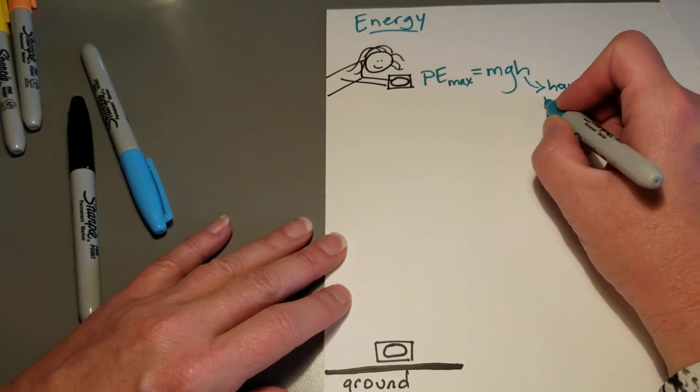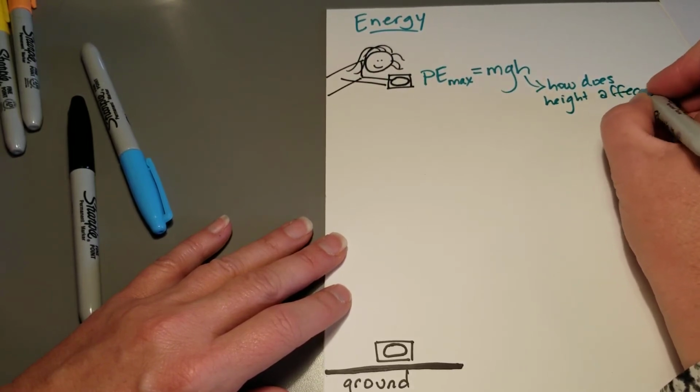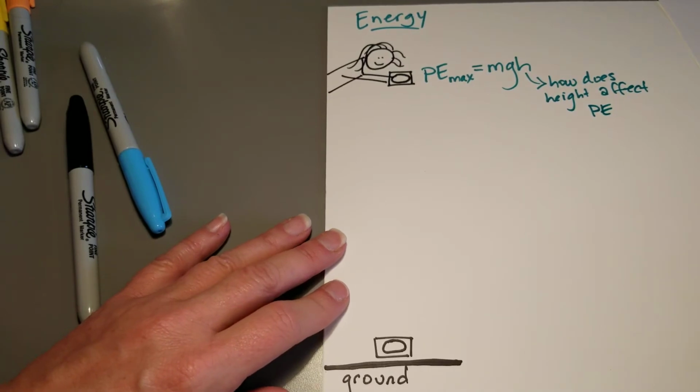How does height affect the potential energy? Which of the drops has the highest potential energy?